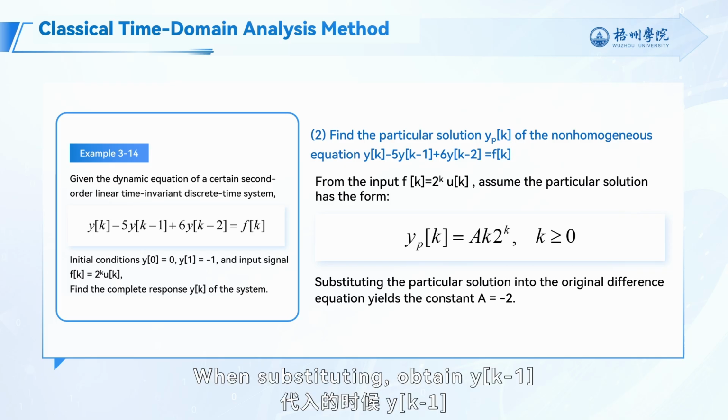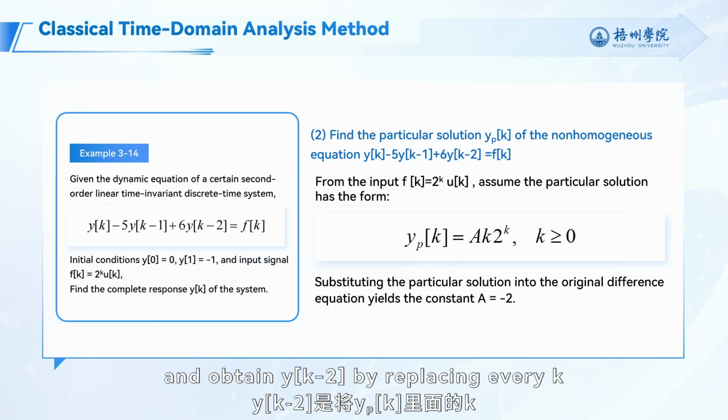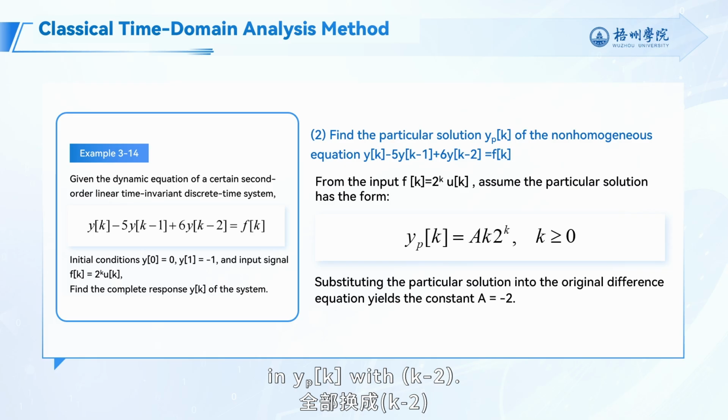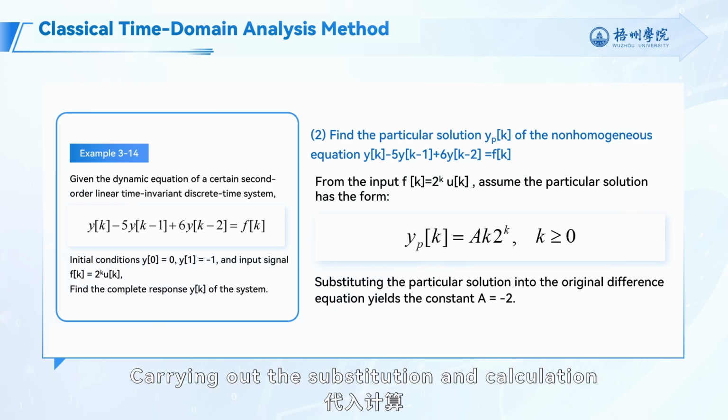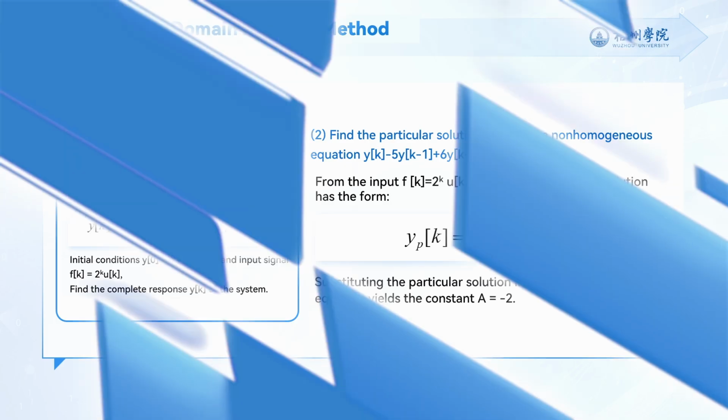When substituting, obtain y[k-1] by replacing every k in y_p[k] with k-1, and obtain y[k-2] by replacing every k in y_p[k] with k-2. Carrying out the substitution and calculation yields a constant a equals -2.